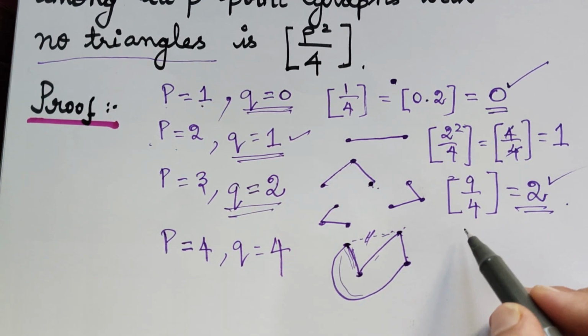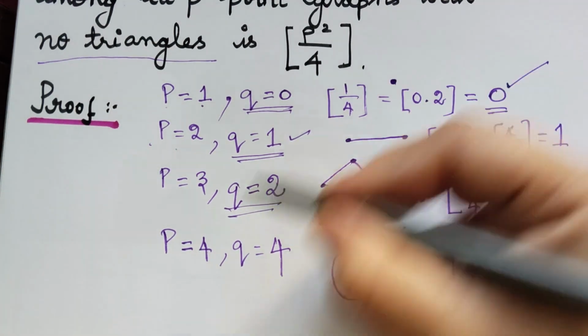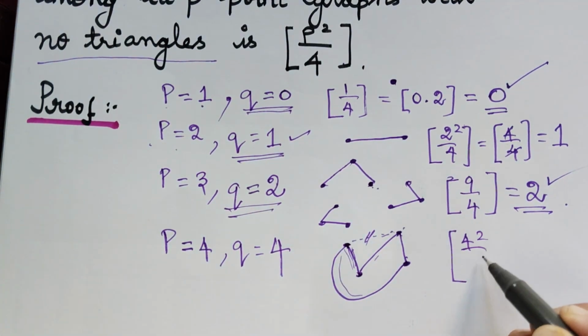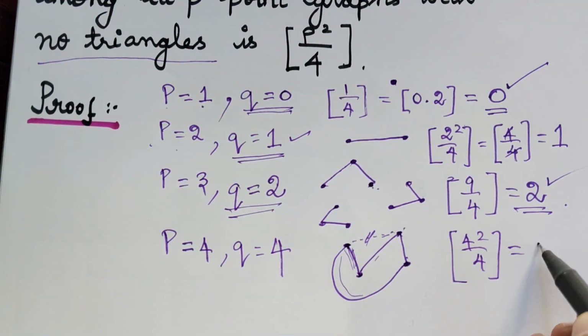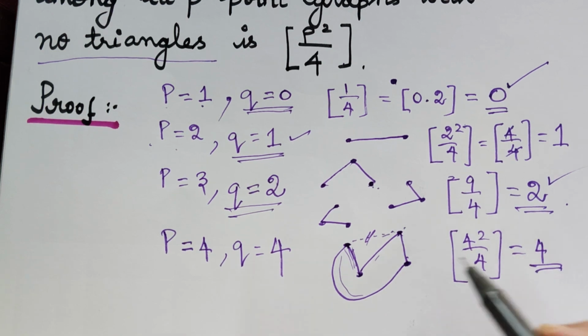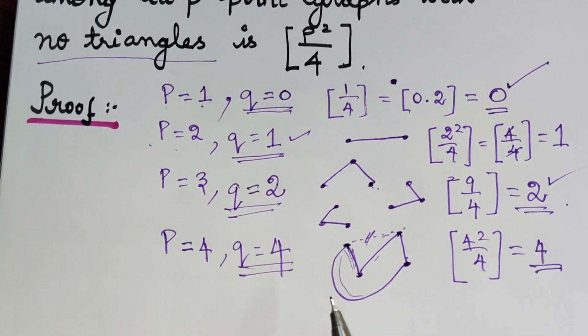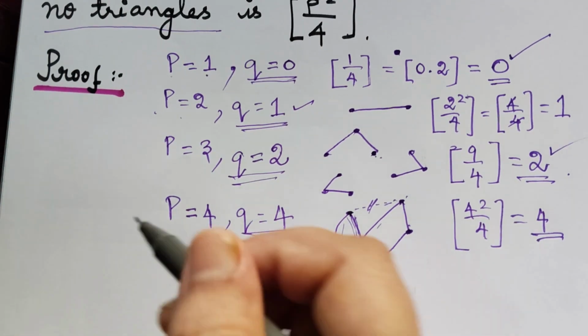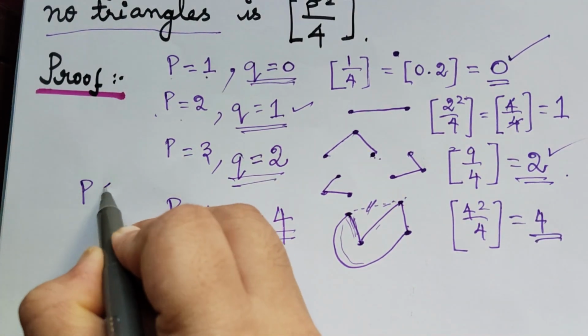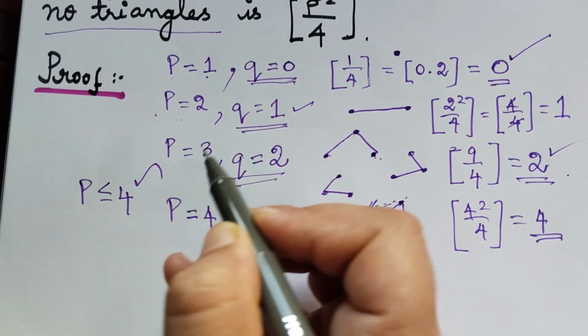We will check with the theorem also. So P squared by 4, P is 4. So 4 squared by 4, which is 16 by 4, and that is equal to 4. Hence by the theorem also it is true. So we can easily prove the theorem for values less than or equal to 4. For all values of P less than or equal to 4, the theorem holds.